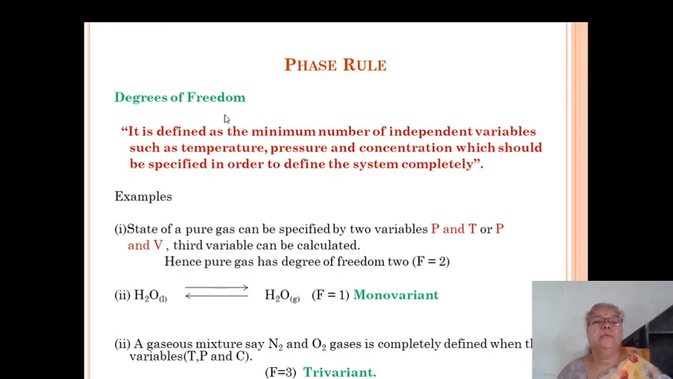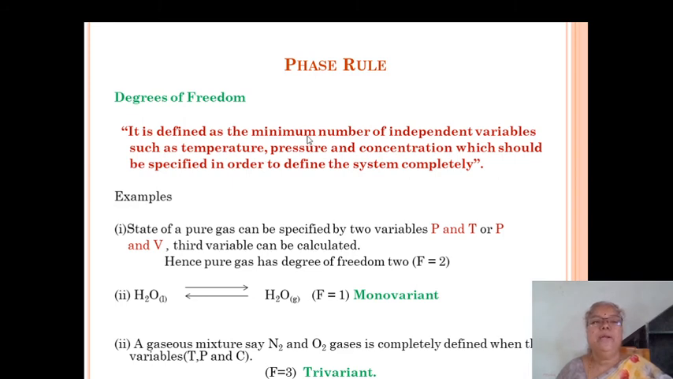Then the last term of the phase rule, that is the degree of freedom. The degree of freedom of the system, again, is the minimum number of independent variables. Remember, degree of freedom is defined as the minimum number of independent variables such as temperature, pressure and concentration, which should be specified in order to define the system completely.